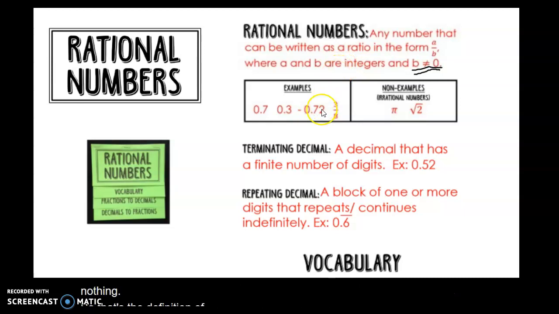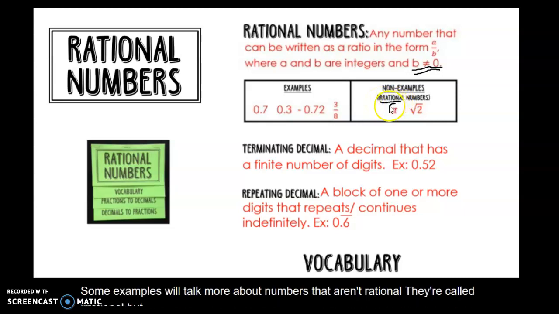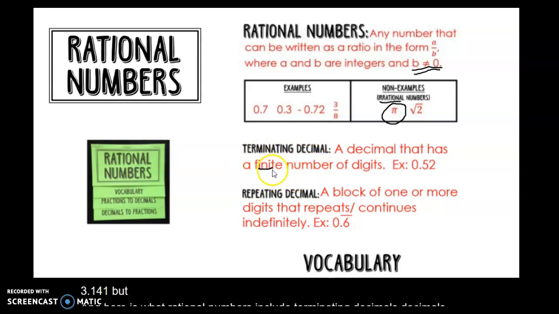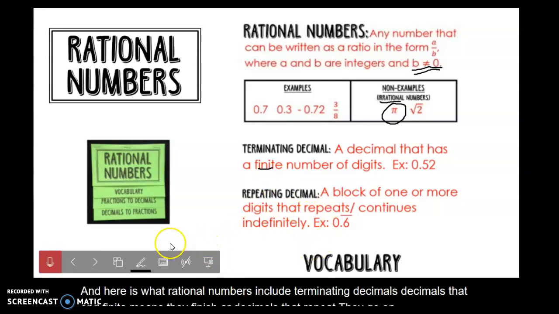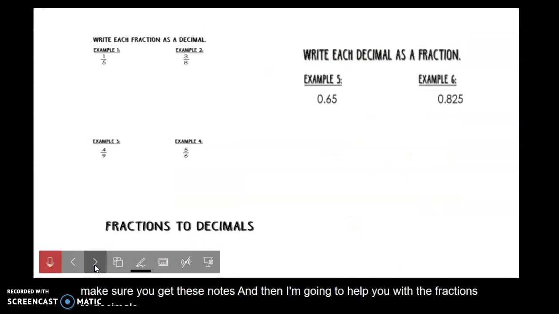Make sure you get that down. Here are some examples. We'll talk more about numbers that aren't rational. They're called irrational, but of course our favorite is pi, 3.141. And here is what rational numbers include: terminating decimals, decimals that end, that are finite, meaning they finish, or decimals that repeat, they go on indefinitely. So make sure you get these notes. And then I'm going to help you with the fractions to decimals and decimals to fractions.